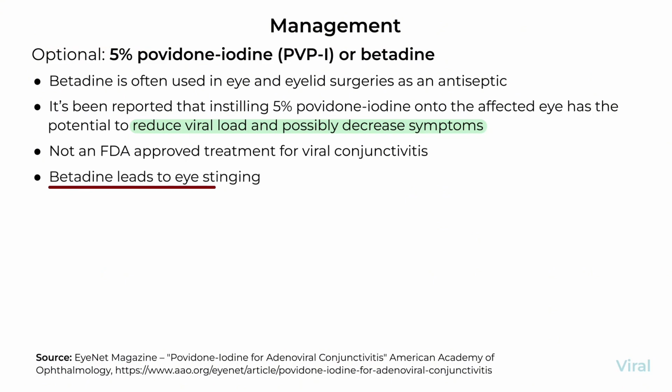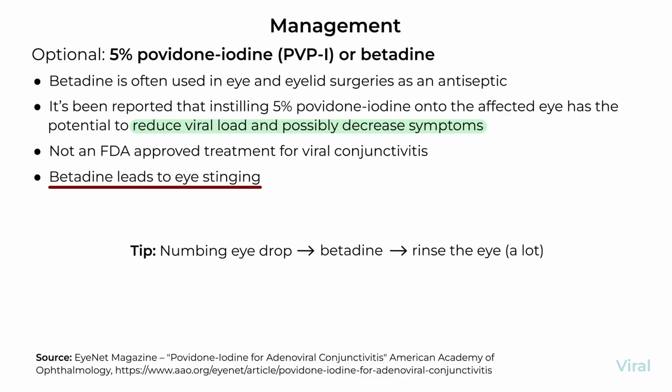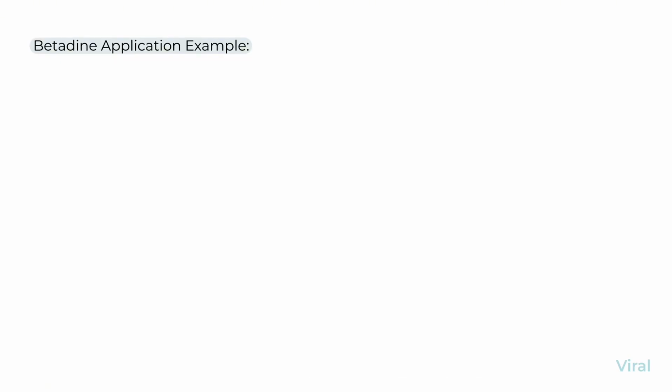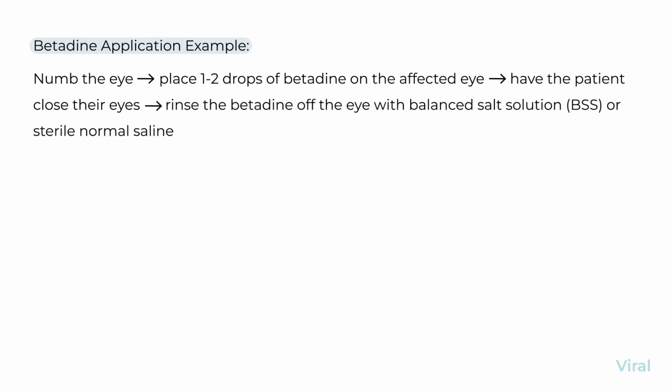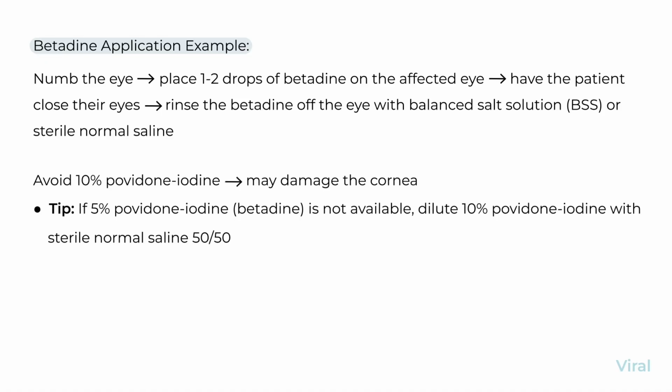Betadine does lead to eye stinging, so what can help is numbing the eye first with a numbing eye drop like proparacaine or tetracaine, then instilling the povidone iodine, and afterwards rinsing the betadine off the eye. An example application method is numb the eye, place a numbing drop of, let's say, proparacaine, then place a drop or two of betadine, have the patient close their eyes, and then rinse the eye out with balanced salt solution or sterile normal saline. A quick mention about the concentration. It is important to use 5% and not 10% because 10% can damage the cornea.